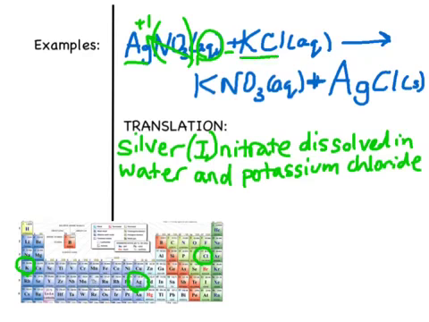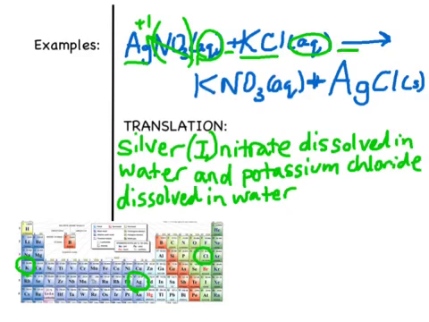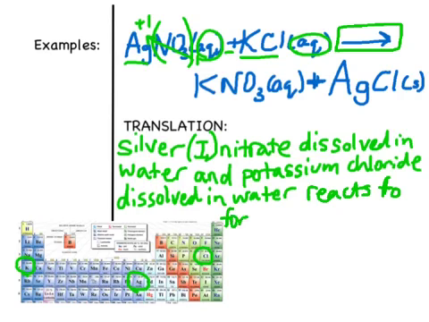Alright, so that's KCl. Now we have that AQ, which means dissolved in water. And then the next symbol in our equation is that arrow. The arrow means that everything on the left-hand side reacts to form everything on the right-hand side. So we're just going to write out the words reacts to form. Okay, and the first symbol we have is KNO3.